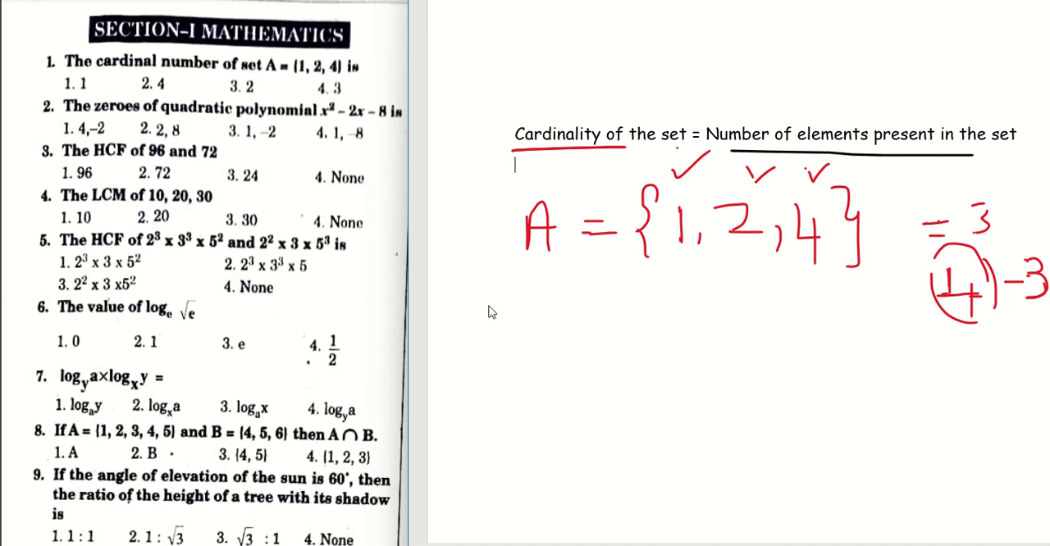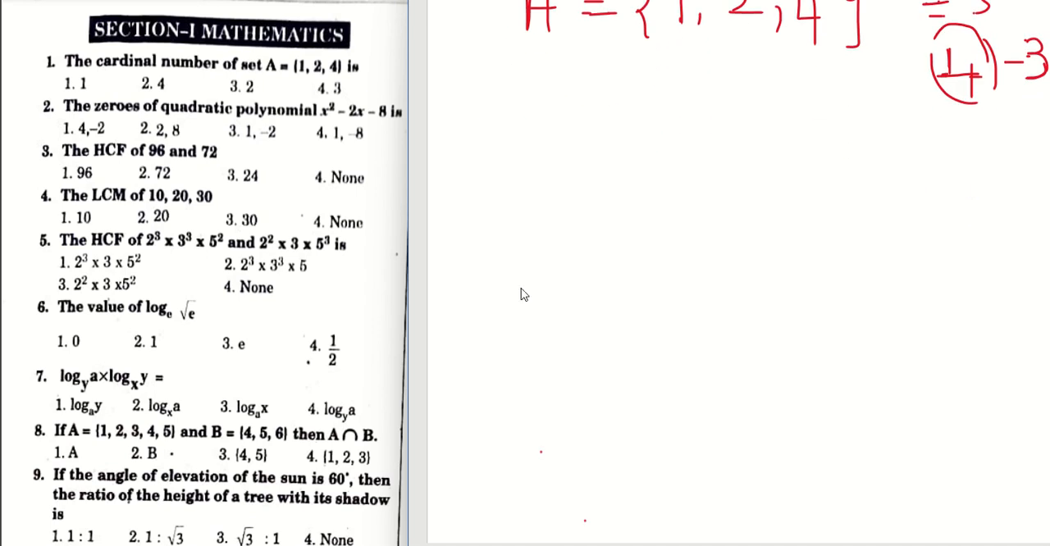Let us discuss the second question. The zeros of the quadratic polynomial x squared minus 2x minus 8 is. So what is meant by zeros of the polynomial? As you know, if I'm saying the polynomial is 0, then obviously what it should be? P of x is equal to 0. Right? P of x is equal to what? It is 0.